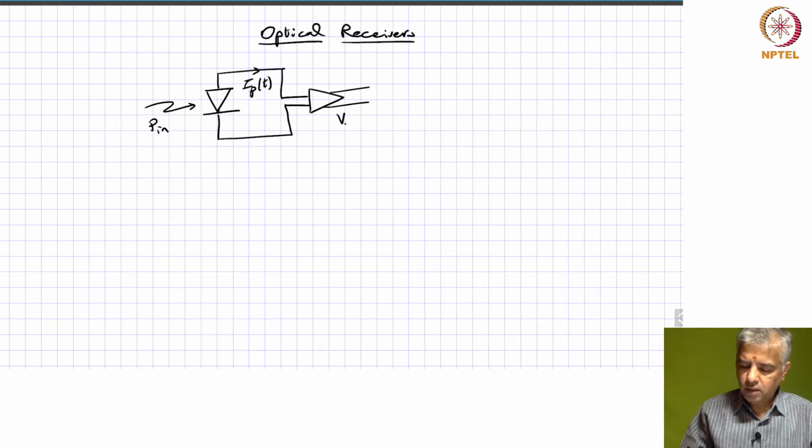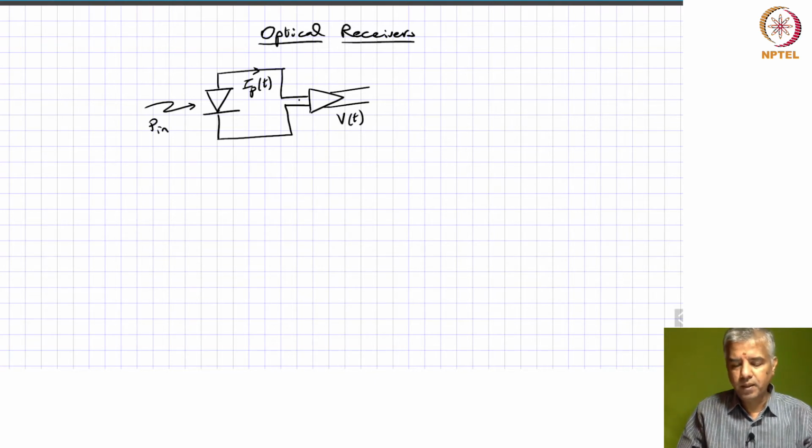Let's call this V of T, which corresponds to that photocurrent, converted to a voltage using what is called a transimpedance amplifier, TIA in short.